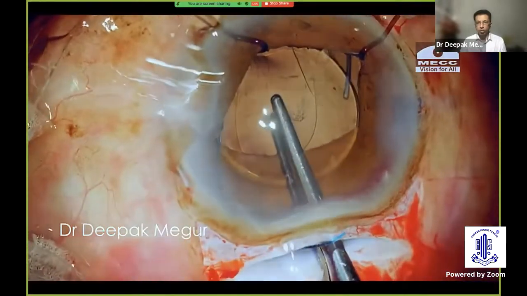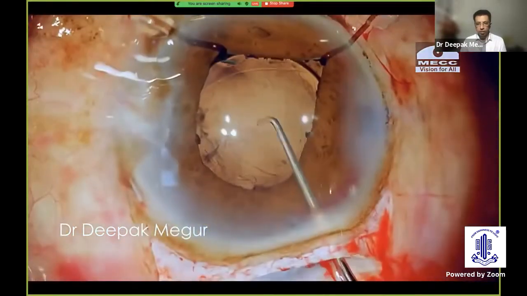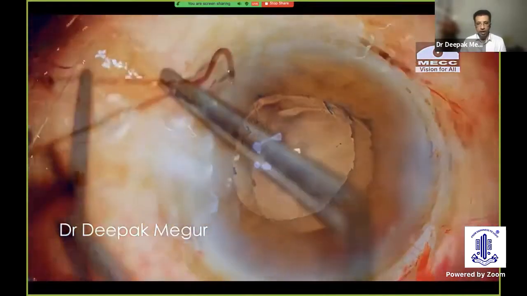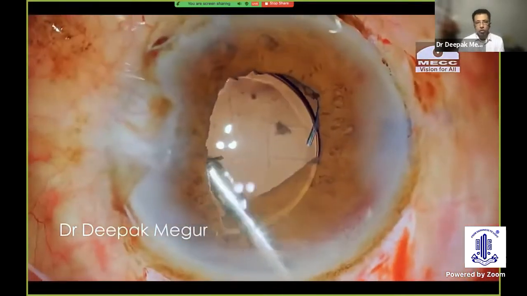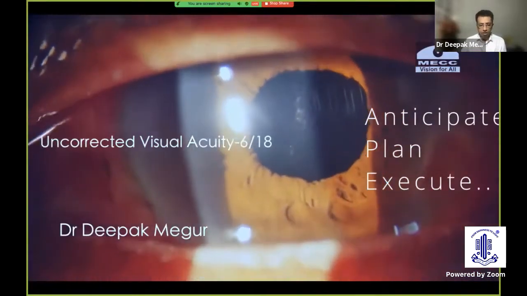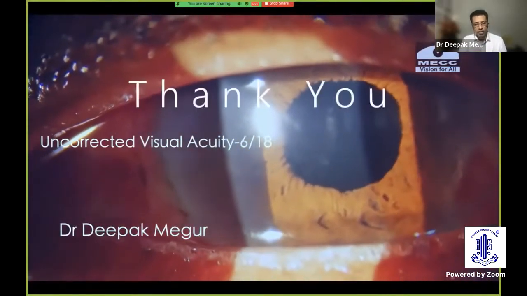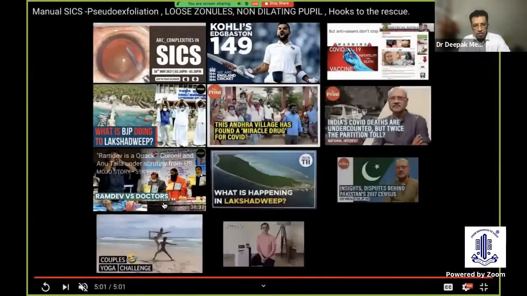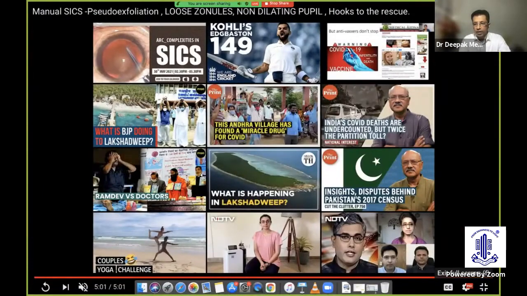And then I'm going to place the multi-piece hydrophobic lens into the bag, and then the viscoelastic both in front and behind is removed, and the patient did quite well. Again, the message is, the SICS surgeons, the hooks do have a great role to play here.